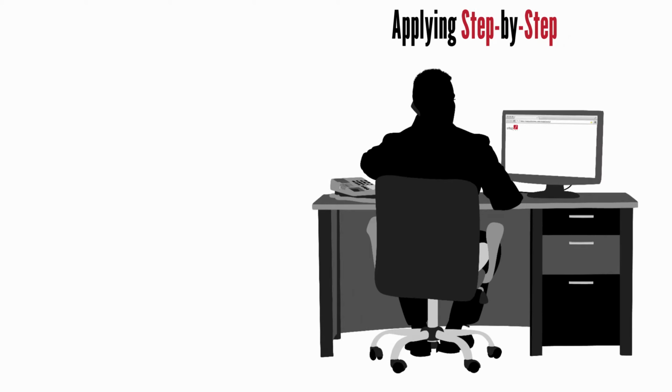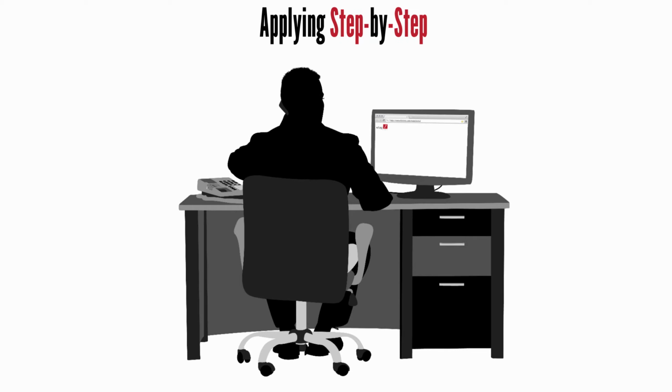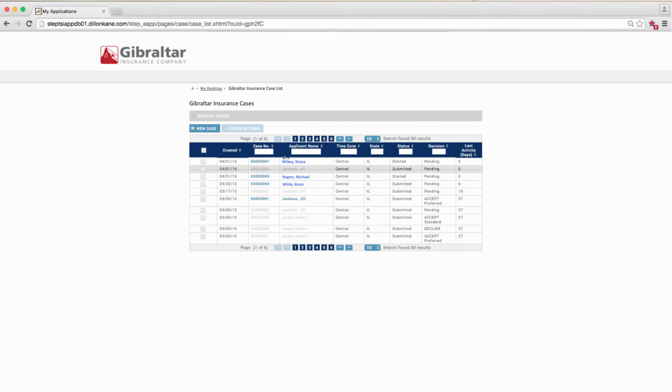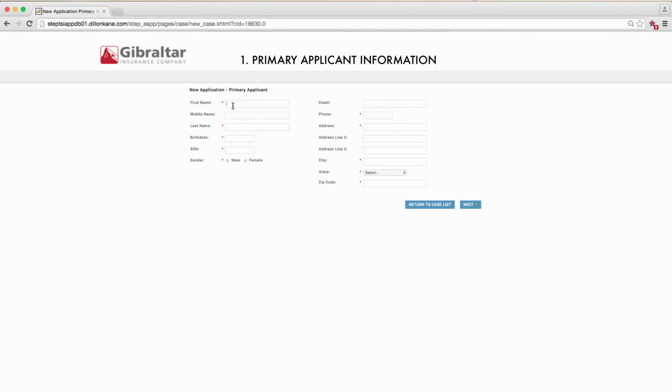Now, let's see how Agent Ross can interact with Step to complete Mr. Stewart's application. In this scenario, Gibraltar wants Step to call databases and apply internal underwriting rules on a page-to-page basis. Additionally, all data entry must be completed before a signature is collected. Therefore, Agent Ross opens up his Gibraltar case list, opens a new case, and begins by filling out Mr. Stewart's demographic info.